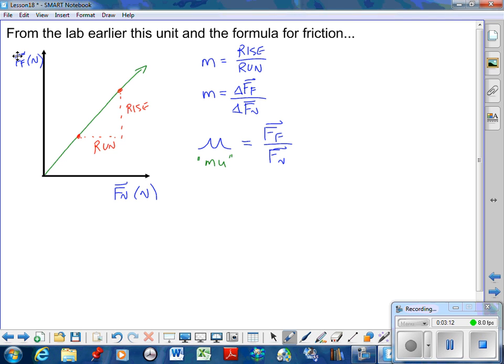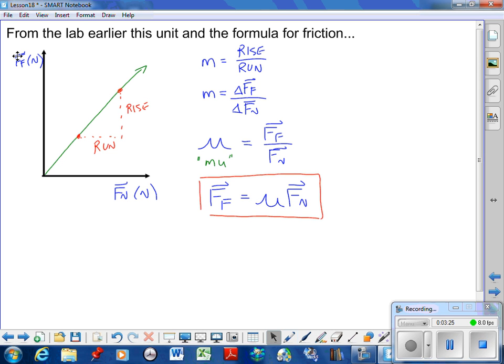And the formula you want to put on your cheat sheet or summary sheet is force due to friction equals mu multiplied by the normal force. So there's the actual formula. That's going to be kind of handy.